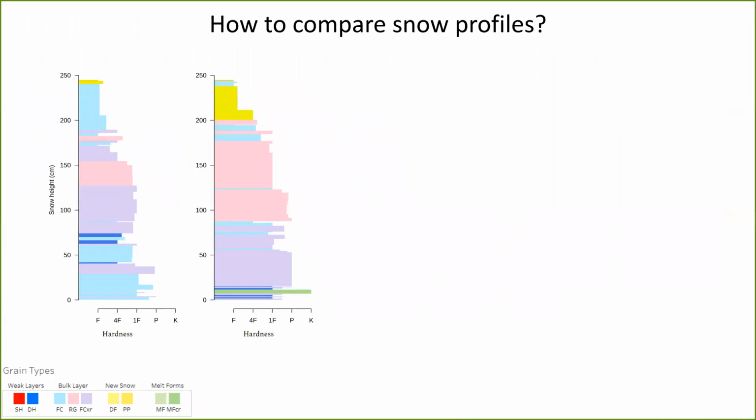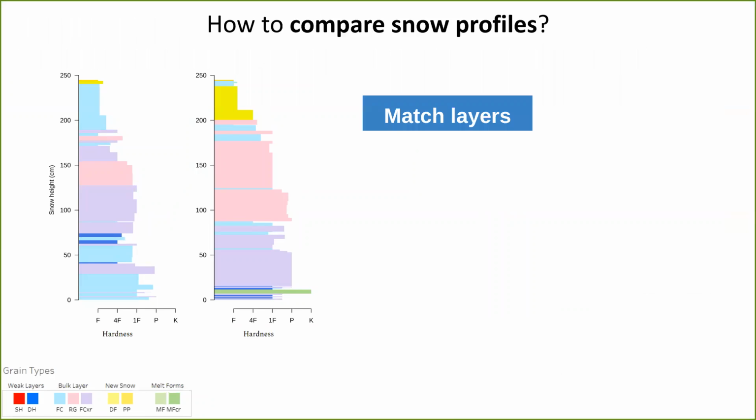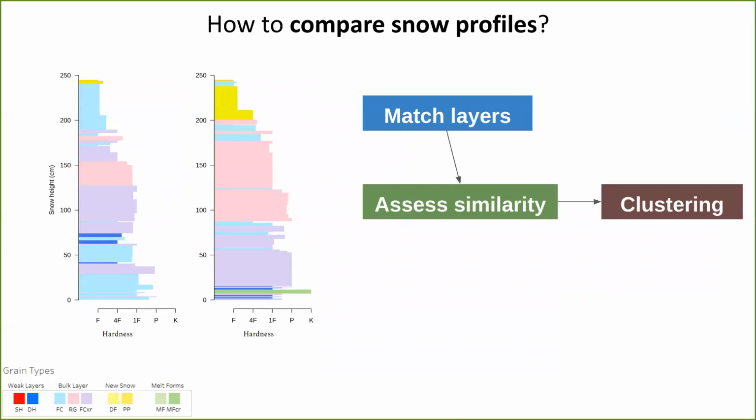The root objective of our tool set is to numerically compare pairs of snow profiles. We do that in 2 steps. First, we account for variability within the 2 profiles by matching corresponding layers. In a second step, we assess how similar the profiles are. These 2 steps will then allow us to draw from existing clustering and aggregation methods to synthesize the snow profile data.